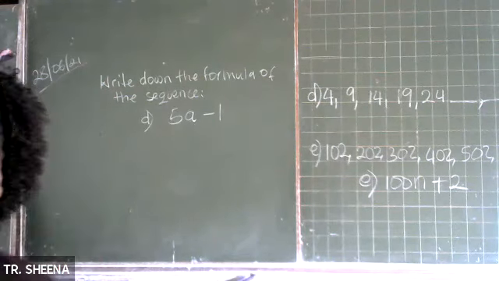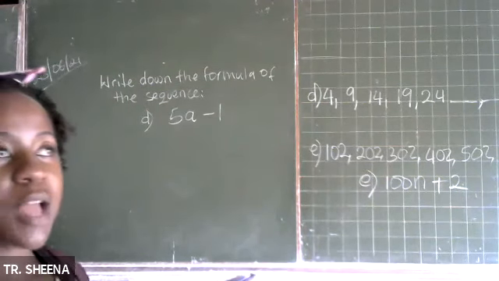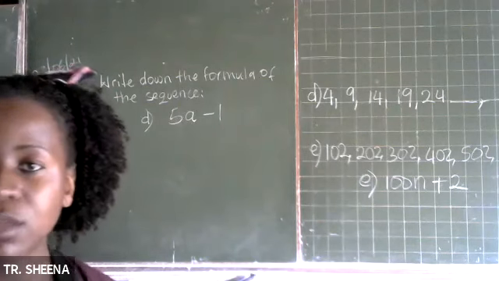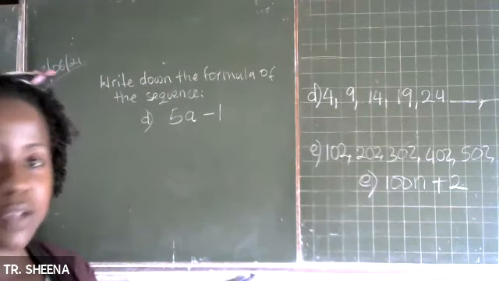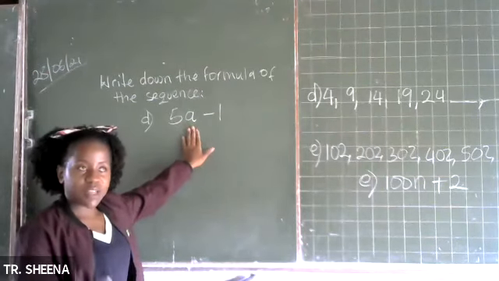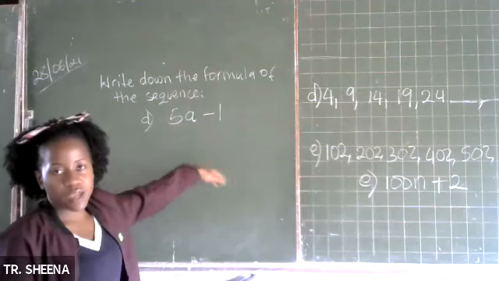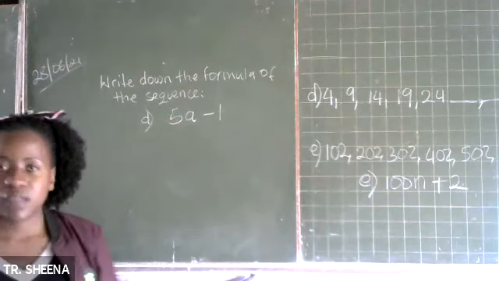But just to answer her question, yes, you can use the formula to find the next term. You just need to know which term it is. Is it the 20th term? Is it the 7th term? Is it the 100th term? You need to know which term it is, so that you just replace it in the formula. If it is the 10th term, you put 10 where there is A. If it's the 11th term, you put 11 wherever there is A.